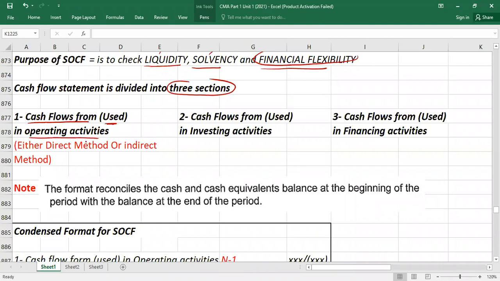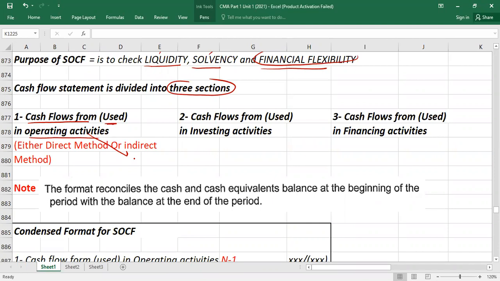Right? So we need to understand here what is meant by operating activities. Operating activities mean your normal or ordinary activities, whatever you are performing. It is also called ordinary principal revenue generating activities, like whatever normal activities you are performing to generate your revenue.